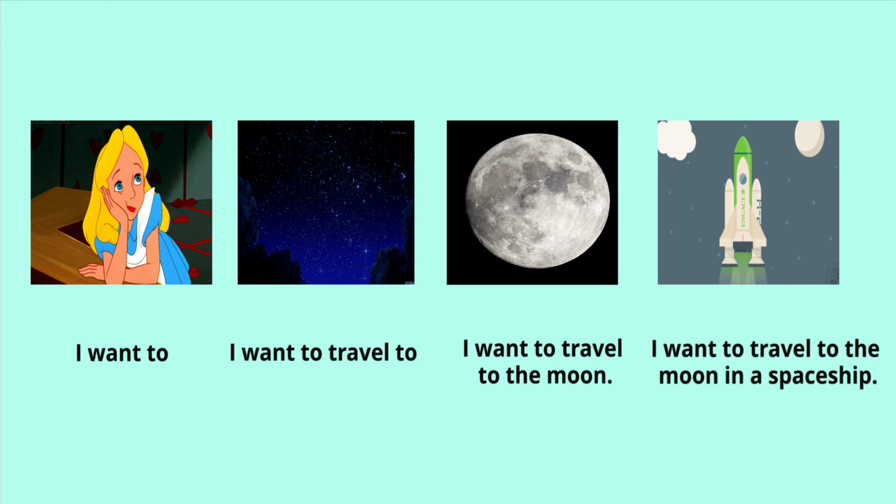In the first visual, what do you see? You see a girl thinking about something. Second visual, you can see the stars in the sky. Third picture, what do you see? You see a moon. In the fourth one, you can see a spaceship, right?